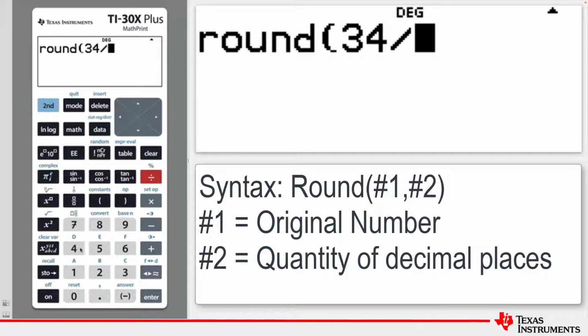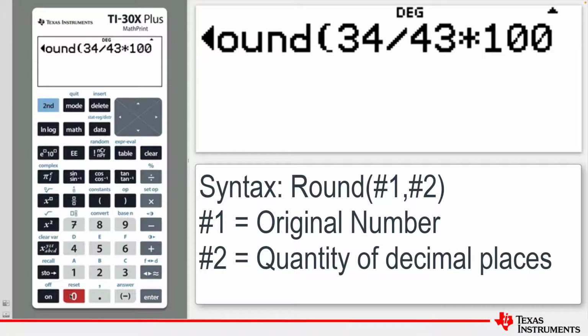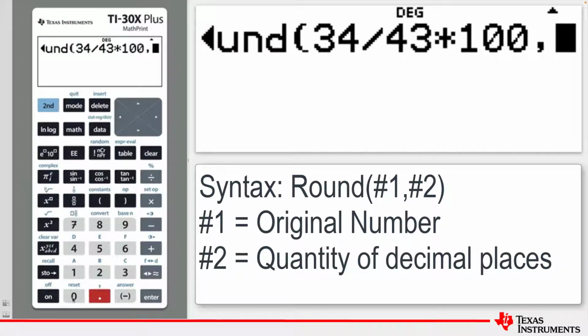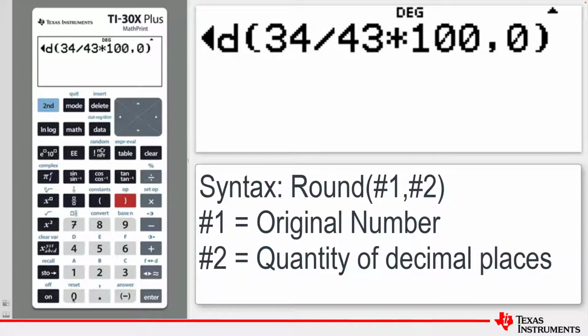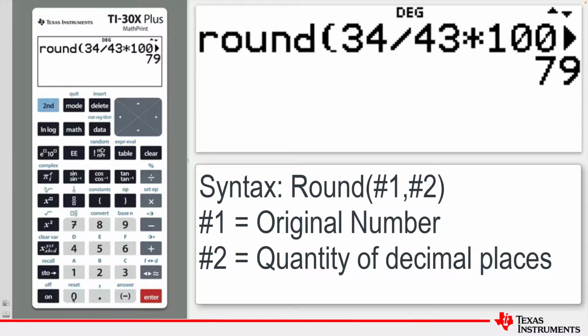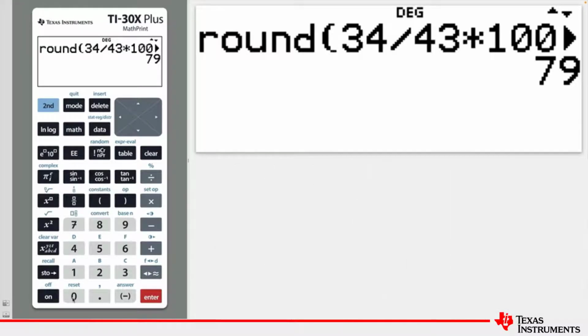re-express a score that you may have got in a test, say 34 out of 43, multiply it by 100 to work out the equivalent score out of 100, and then a comma and 0 to say that you would like the answer to be rounded to the nearest whole percentage. And when you press enter, you can see that a score of 34 out of 43 is approximately 79%.